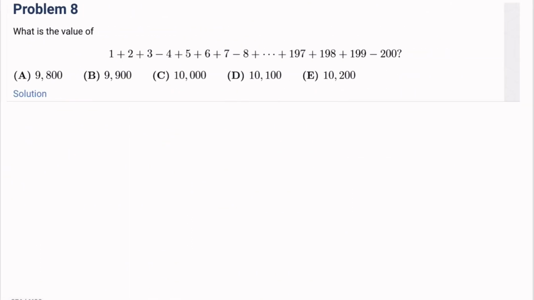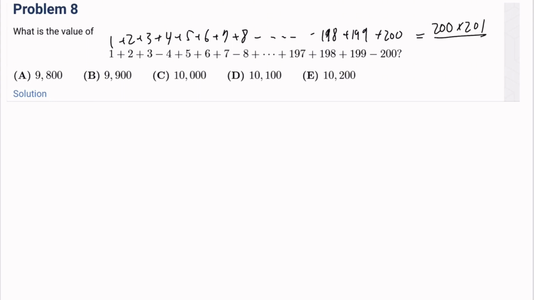Number 8, what is the value of this thing? If you see here, this is plus, plus, plus, and we have minus, plus, plus, plus, minus, all the way to plus, plus, plus, minus, right? Since we know this pattern now, we can just write 1 plus 2 plus 3 plus 4 plus 5 plus 6 plus 7 plus 8 all the way to plus 198 plus 199 plus 200, because this will be the sum of all the numbers from 1 to 200, and so it will be 200 times 201 over 2. So this is 20100, right?